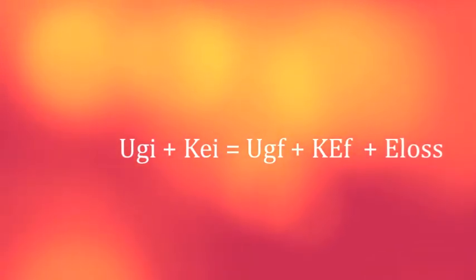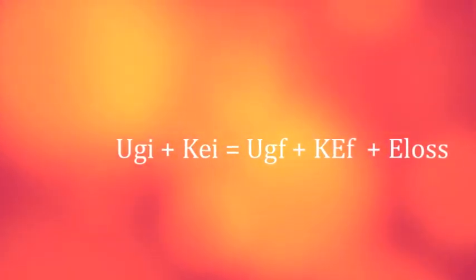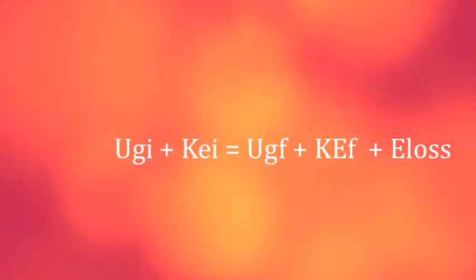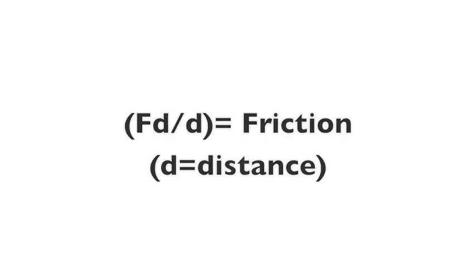But in a real-life situation, the initial potential energy plus the initial kinetic energy equals the final potential energy plus the final kinetic energy plus any energy lost in a system, because energy is lost due to friction or other factors. An equation was derived from a real-life situation, and the value obtained was v squared equals negative 2g change in h plus 2 times Fd over d times 1 over m.